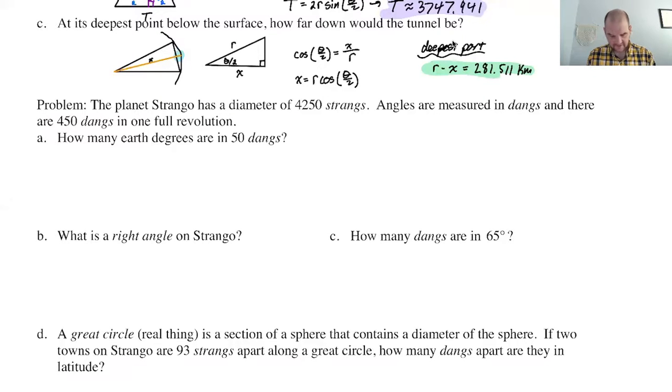All right, this is still page 11 of math analysis, and we are going to do some kind of weird problems now. So the planet Strango has a diameter of 4,250 strangs. Strangs are a unit of length, or of distance. They're like feet maybe, or miles or kilometers, who knows what they are, but they're not measuring angles. Angles are measured in dangs, and there are 450 dangs in a full revolution. So this is really important.